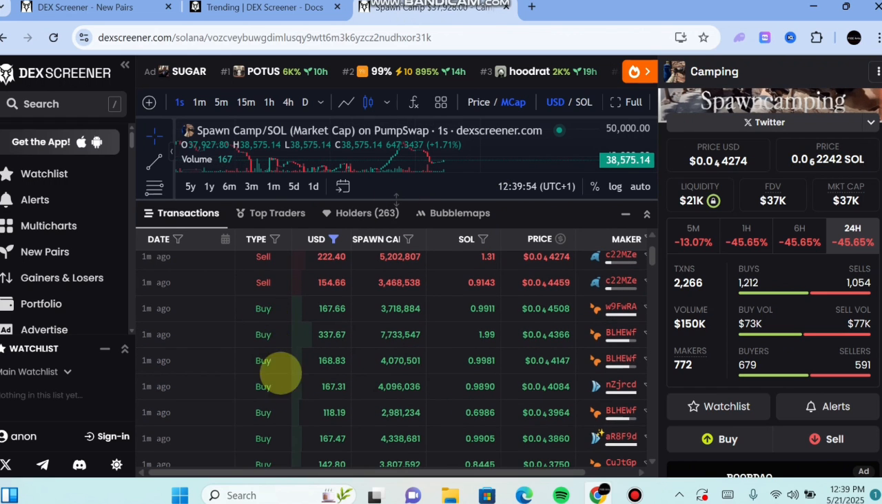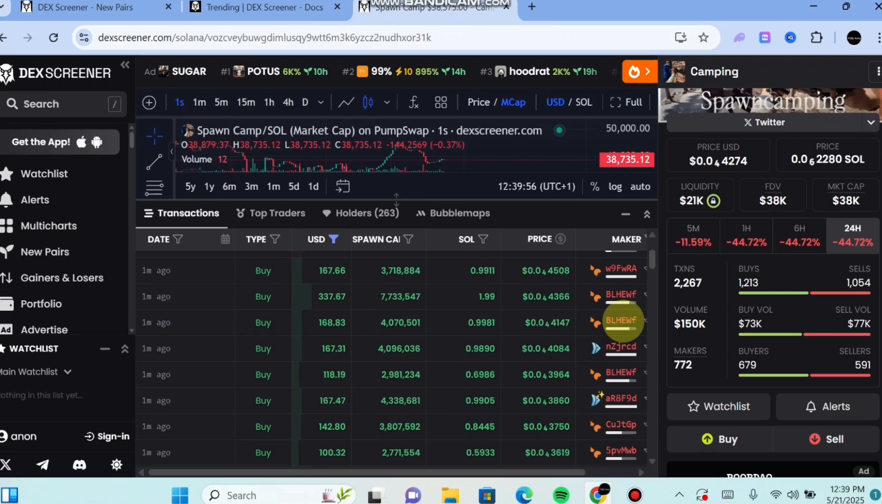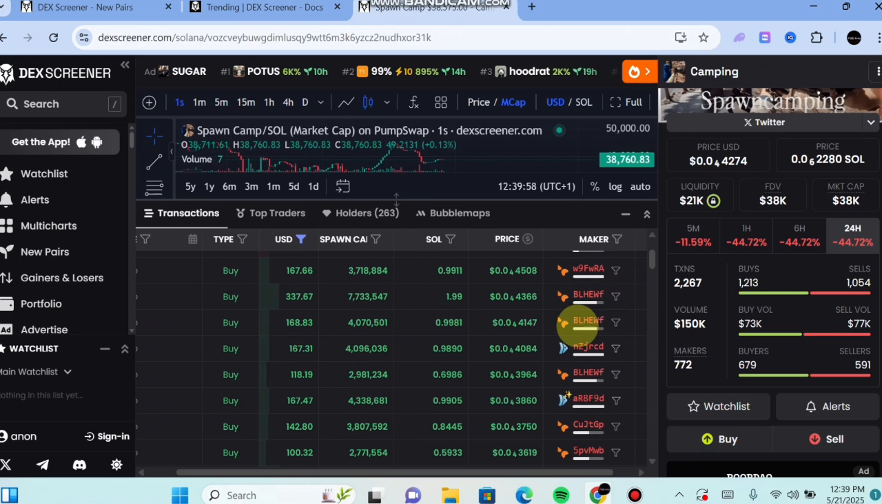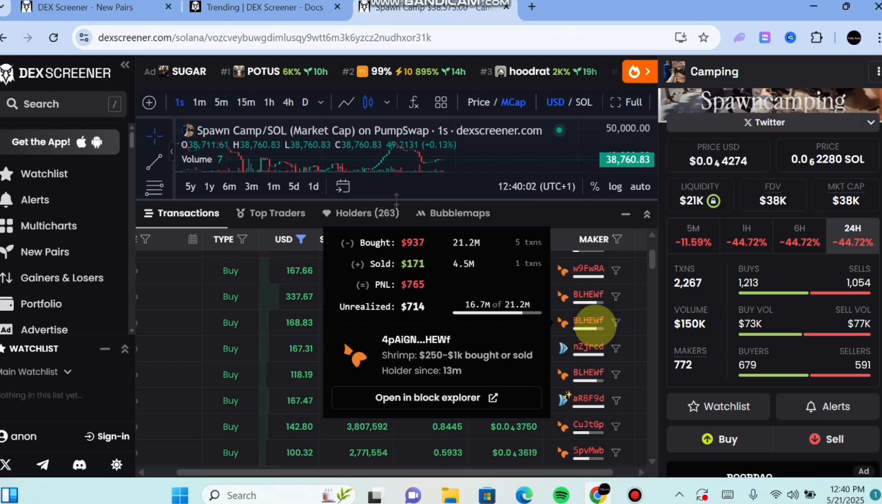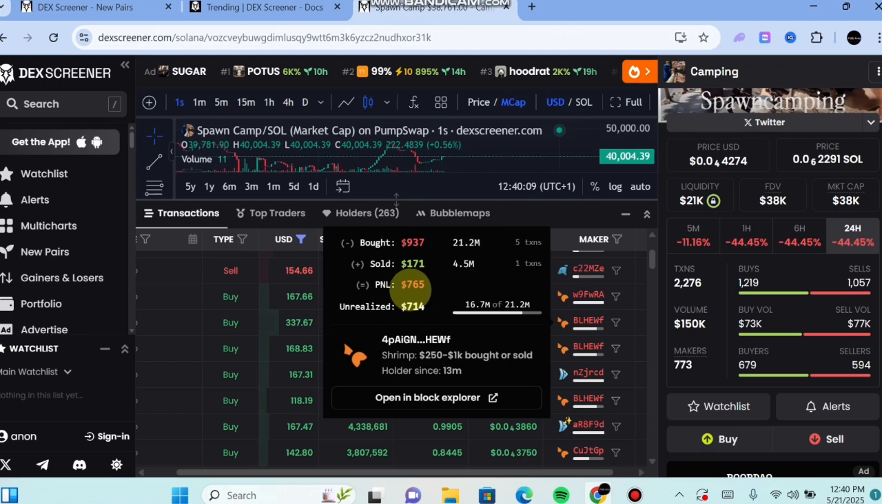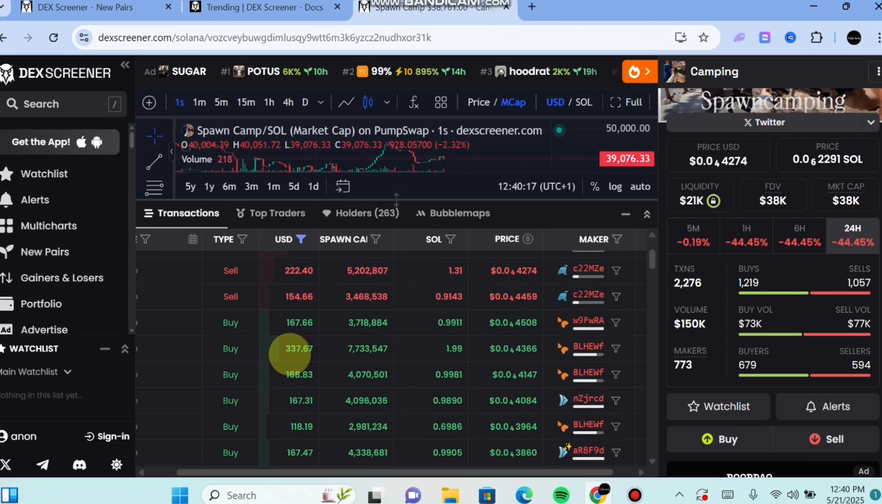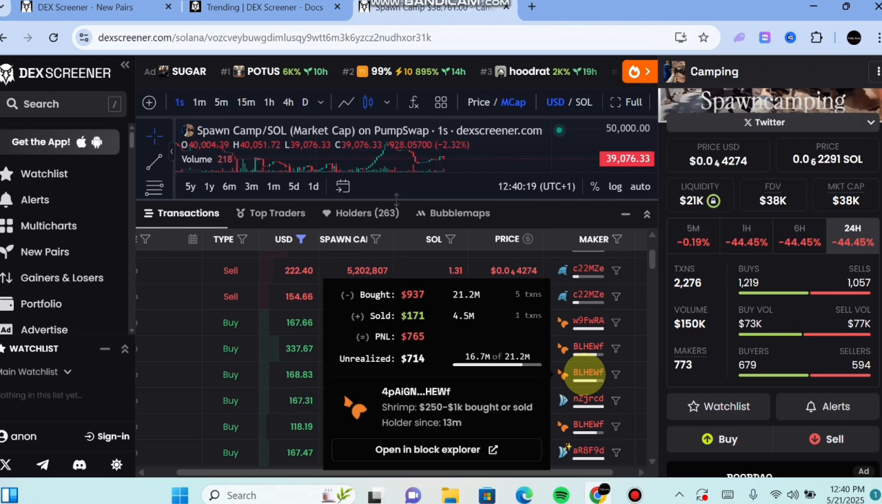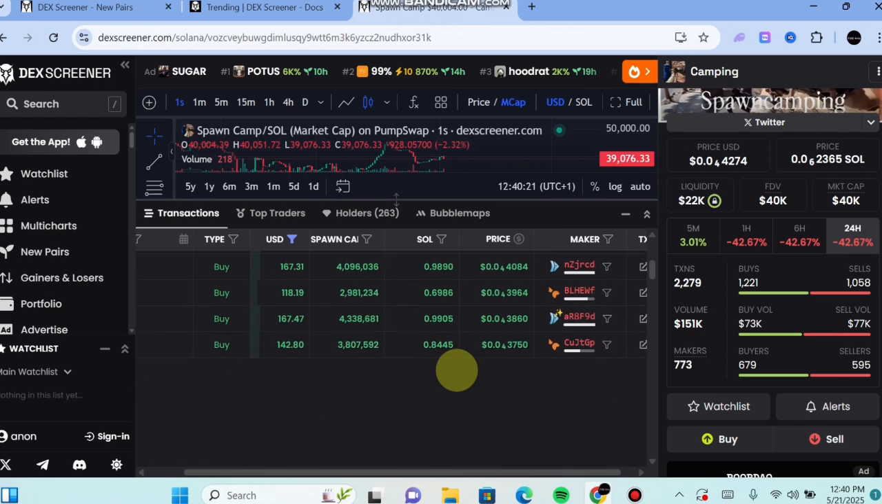You can see this wallet buying, so you can simply hover over this wallet and see if the wallet has made good profit, or there is a loss. You can see it bought for 9. This person made a loss of about $765. You can see it bought for $937 and sold for $161. So with this, you can really check their wallet and see if they have made profit or not.